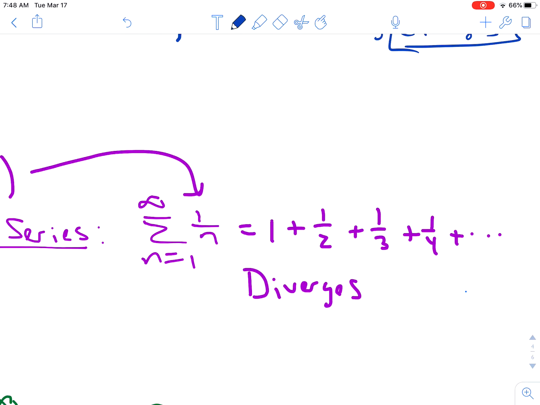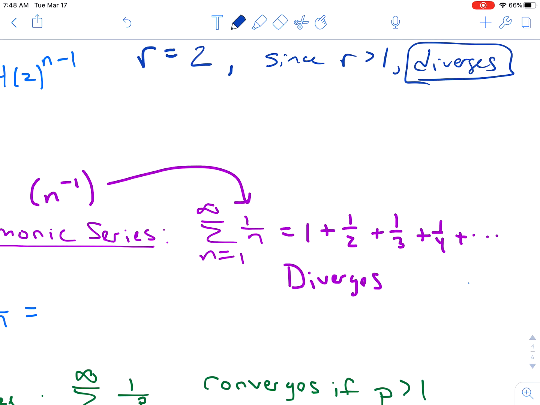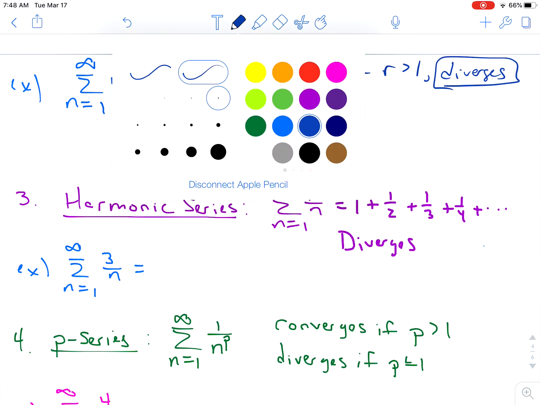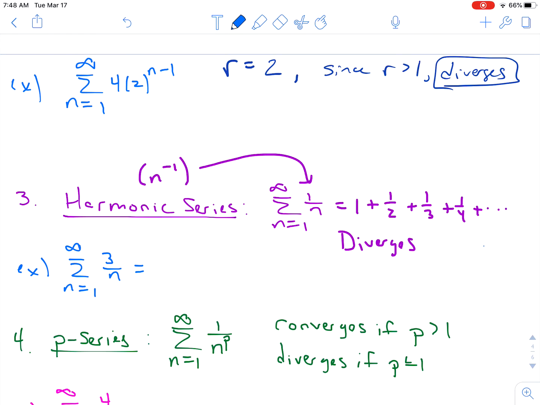Actually, this diverges, even though the terms themselves approach 0. We'll have a better understanding of why in another lesson, but for now, your job is to just be on the lookout for this specific type of series. Quick example: if we have the summation from 1 to infinity of 3 over n, that's really just a multiple of the harmonic. You are allowed to bring coefficients out front, much like with integrals.